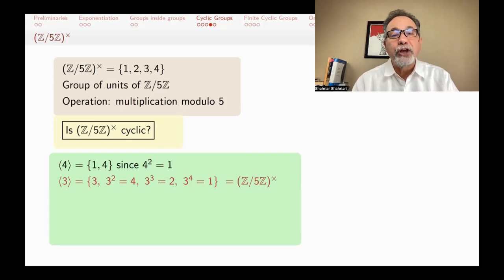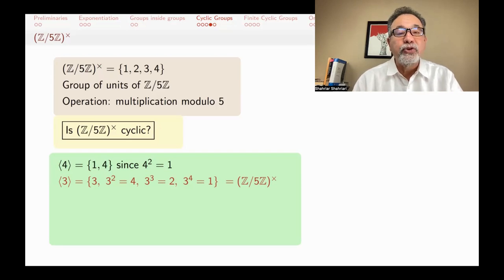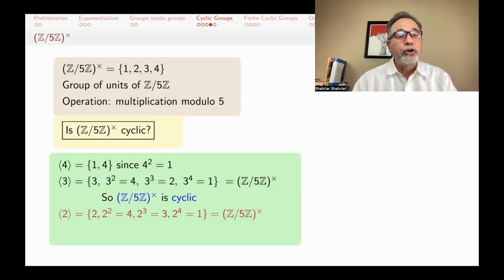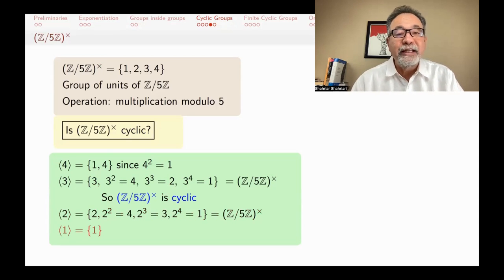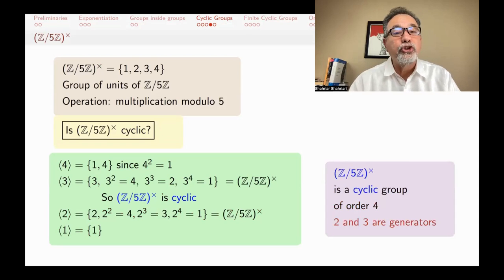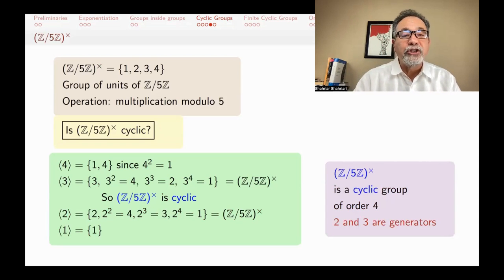However, if you look at the group generated by 3, and if you look at its powers, 3 squared is 4, 3 cubed is 2, and 3 to the 4th is 1. And that's everything. 3 does generate the group of units of Z mod 5Z, and so this group of units is actually cyclic. If we look at 2 as a possible generator, we see that that also generates this group, and 1, which is the identity, never generates a group other than a group of size 1. The group of units of Z mod 5Z is a cyclic group of order 4. It has 4 elements, and it has 2 generators. 2 and 3 are its generators.